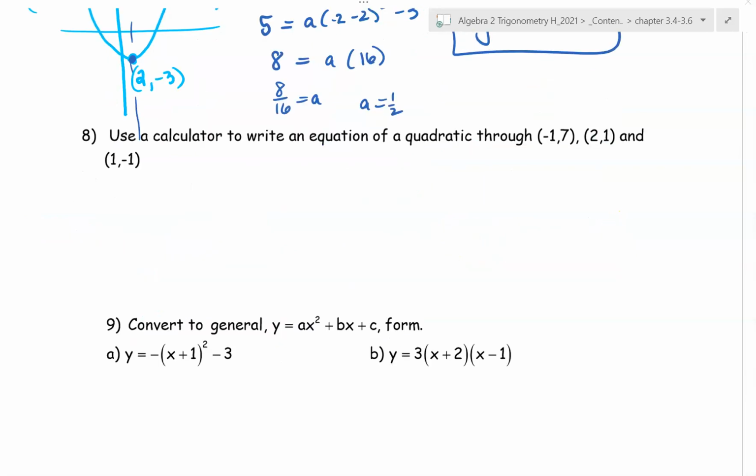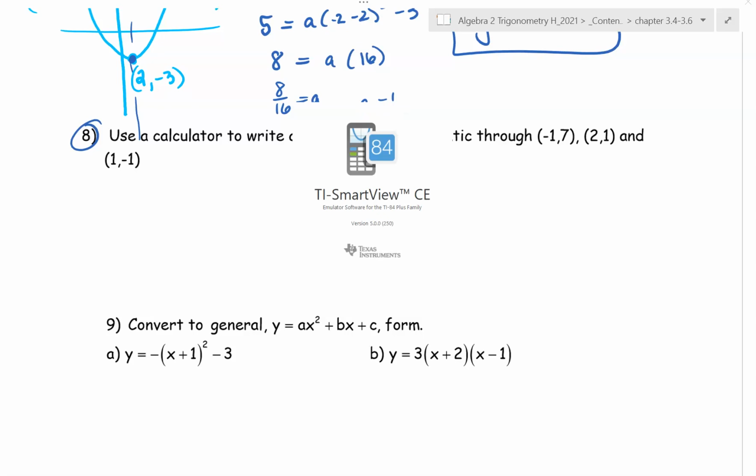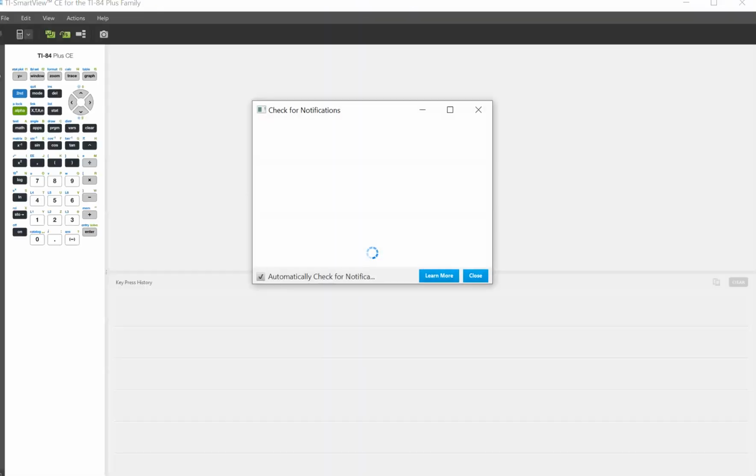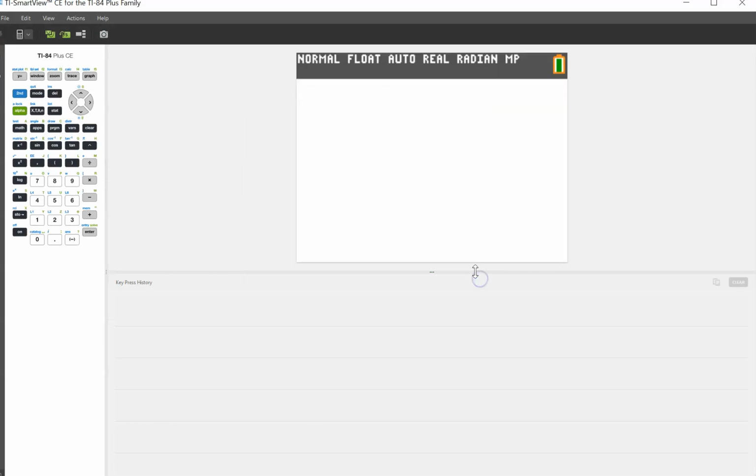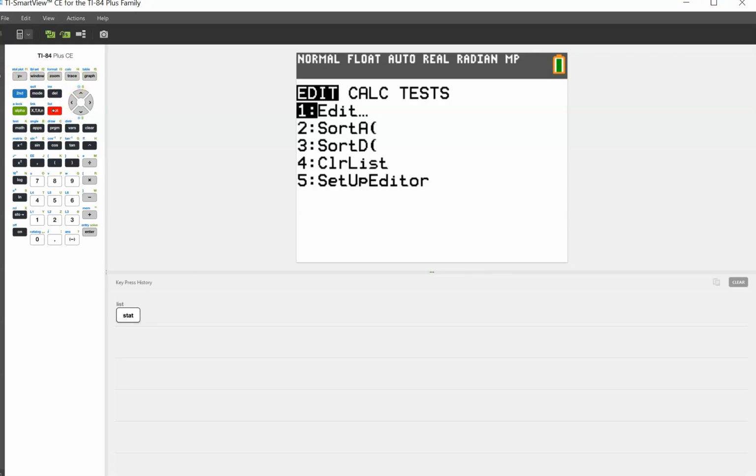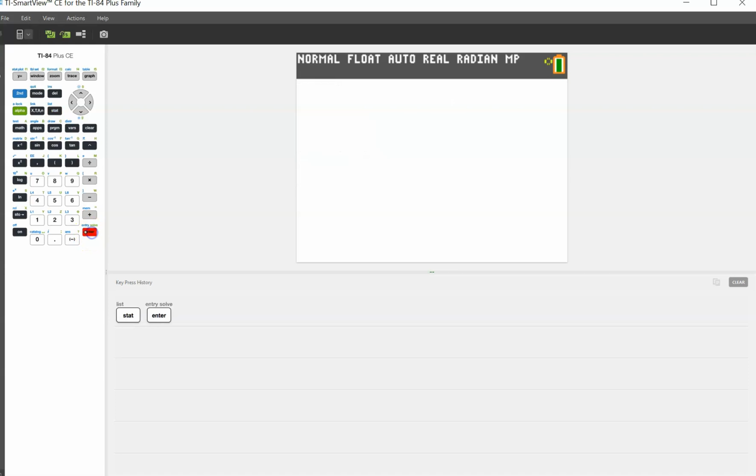So for the next problem, number 8, I would like to show you how to use your graphing calculator. Go ahead and get your graphing calculator, and we are going to enter these 3 points into your list. Go to STAT, which, if you count this first row, is in the third row, third column. Now Edit, because we're going to enter information.